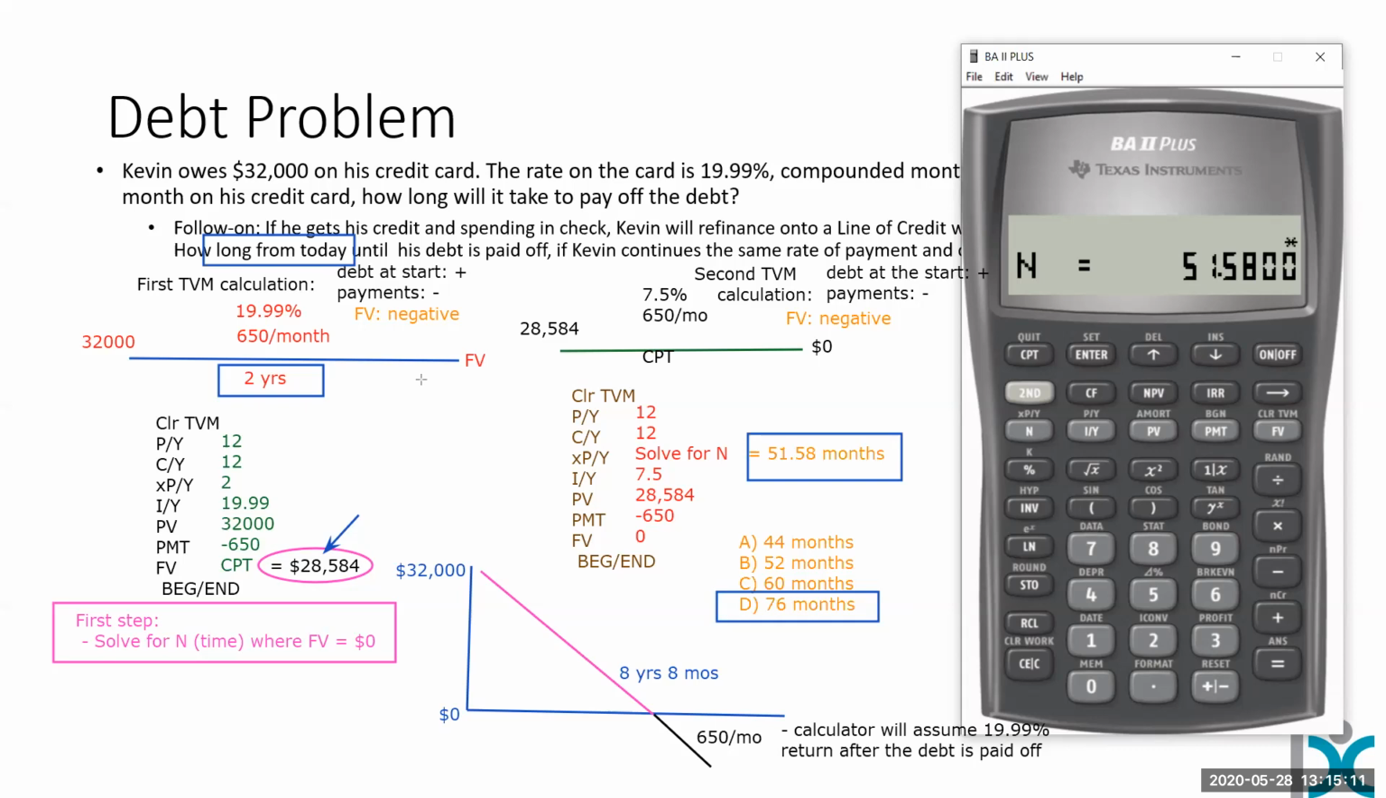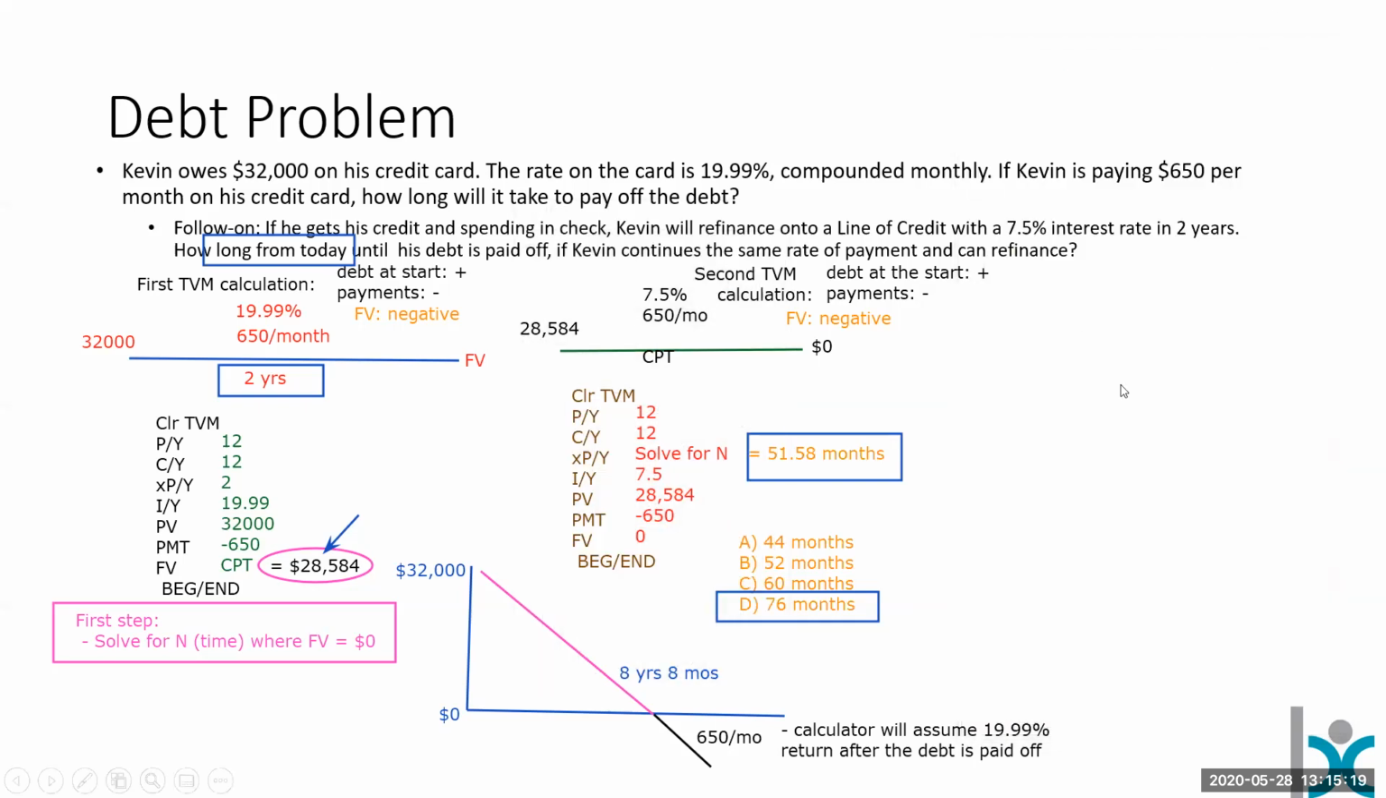Yeah, well, I don't think it assumes it. I think it says it, Esther. I think it's the only way to read this. If he gets his credit and spending in check, he will refinance in 2 years, right? How long from today? Yeah, I don't think there's any other way to read that. Okay, that's all good.